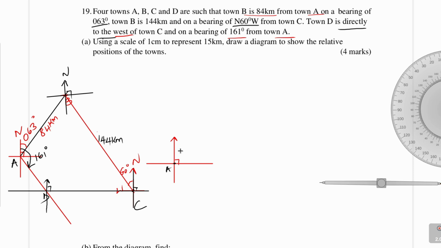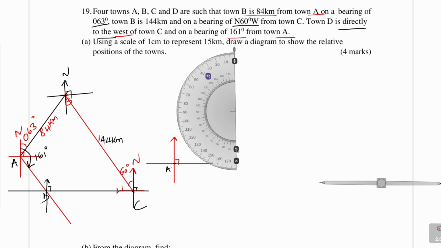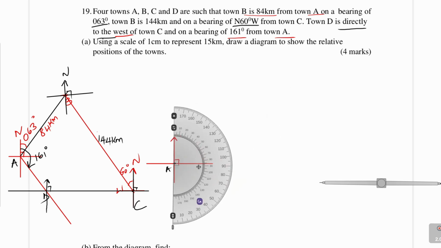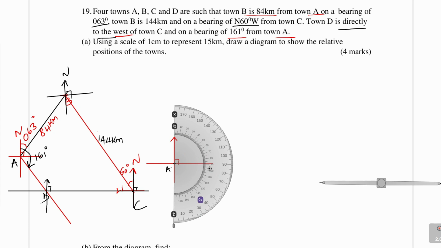That is point A. So we measure 63 degrees, and it is from the north in a clockwise direction. That is how you position it. So 63 degrees, from here, somewhere there. 60, 61, 62. So 63 is there. So that is 63 degrees. You can confirm that. That is 63 measuring from here to this point, from the north in a clockwise direction.